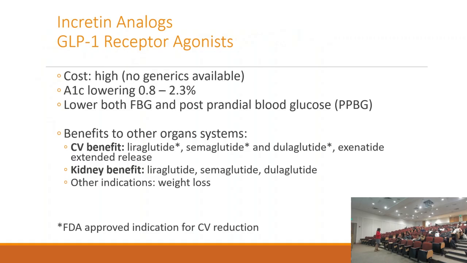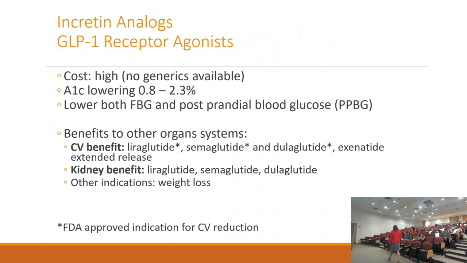However, liraglutide and exenatide are still expensive, just like we talked about before. There are some generics, but still expensive overall. These have great reductions in A1C, especially semaglutide and dulaglutide, which are two of the most effective, most potent ones. They have more A1C lowering than even metformin. And these agents have benefits to other organ systems.